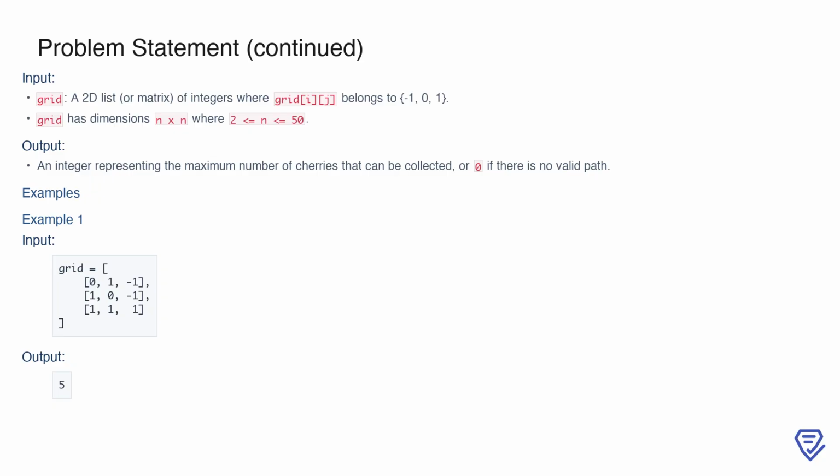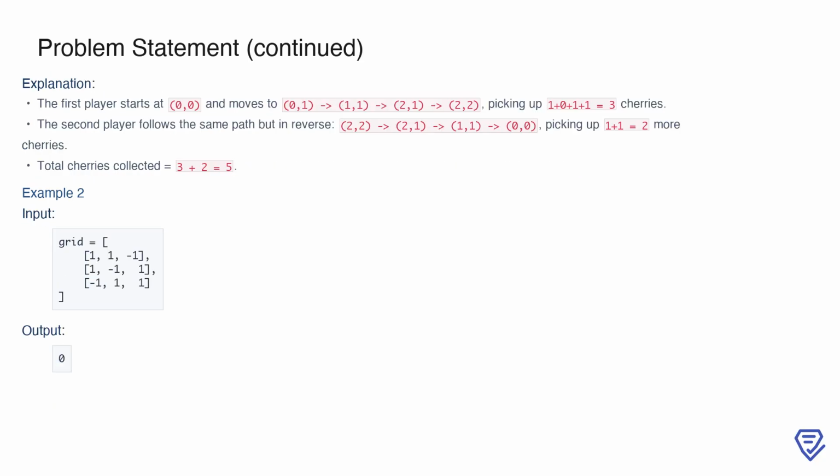Let's look at some examples to better understand the problem. In the first example, the grid is a 3x3 matrix. The first player starts at cell 0, 0, and follows the path 0, 1, 1, 1, 2, 1, 2, 2. Along this path, the player picks up cherries with values 1, 0, 1, and 1, for a total of 3 cherries.